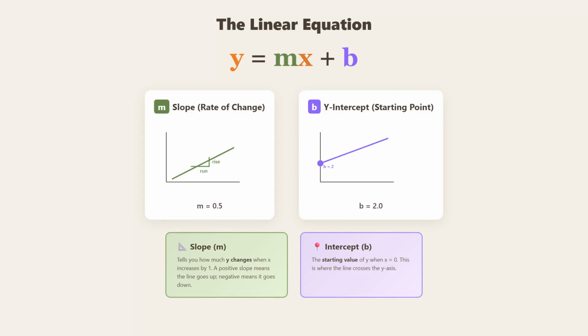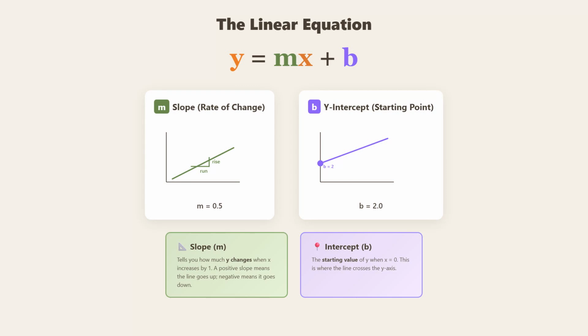On the other hand, the intercept, b, represents the starting point, the value of y when x equals 0. Think of it as where your line crosses the vertical axis. Together, these two parameters completely define any straight line in two-dimensional space. When we train a linear regression model, we're essentially searching for the optimal values of m and b that make our line fit the data as closely as possible.